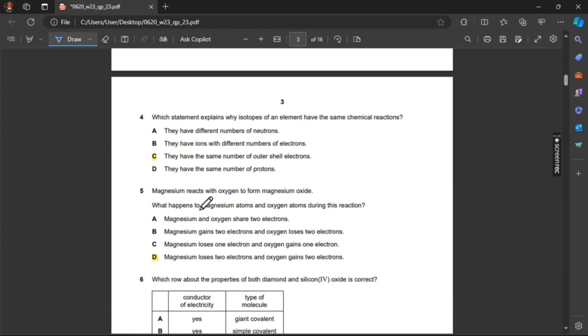Fourth question. Which statement explains why isotopes of an element have the same chemical reactions? Okay, we should pay attention to the words same chemical reactions. So we should look at the bonding of elements, which depends on the outer shell electrons of the element. So the correct answer is C.